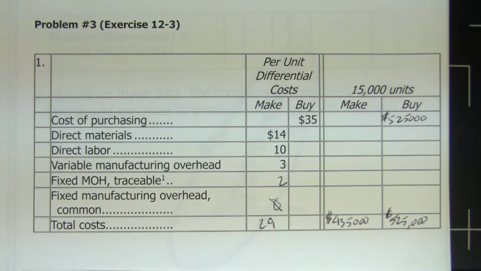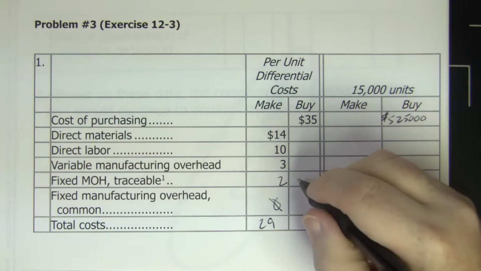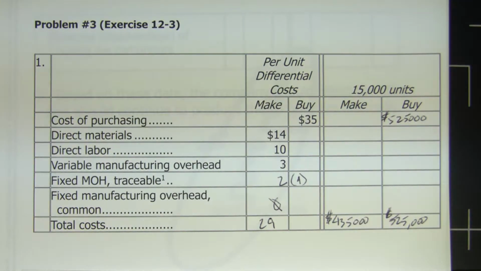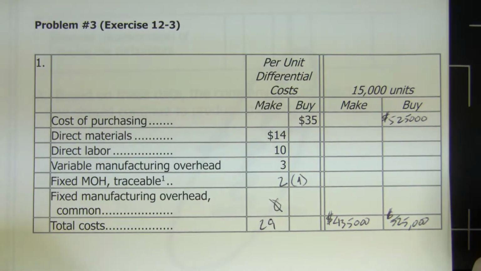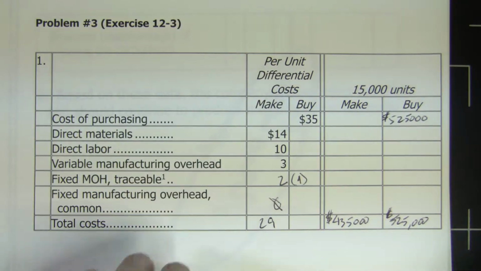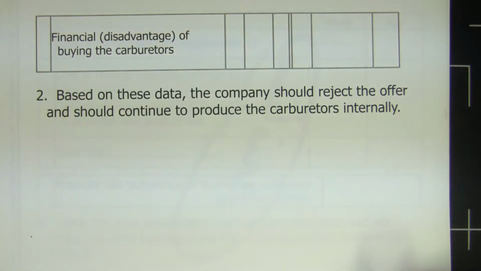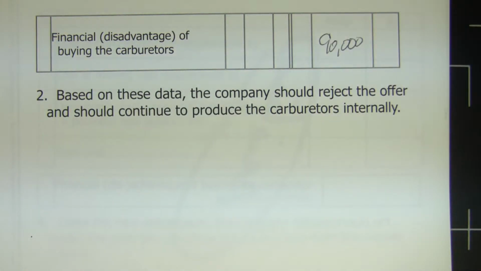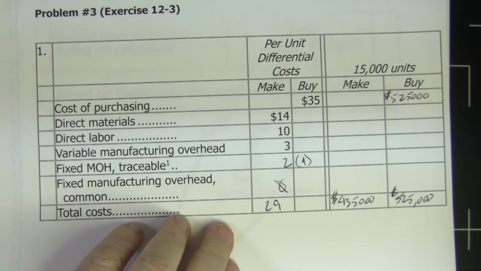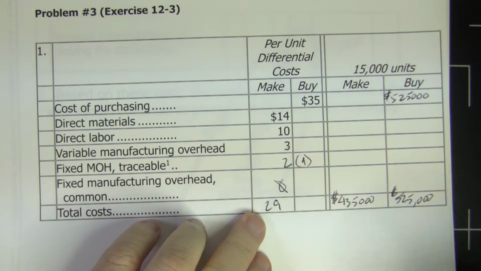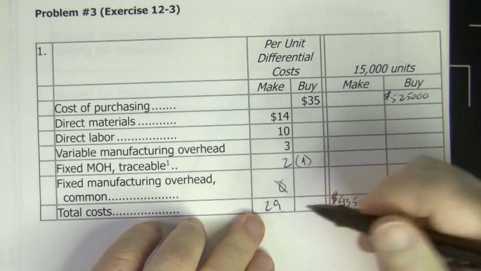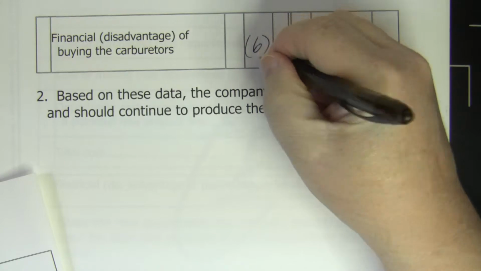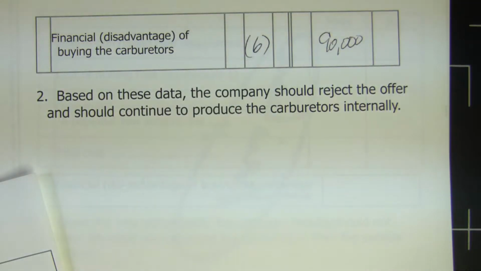So when we get rid of the allocated costs, it's actually cheaper for us to continue to make these. So the value to us to make these is $90,000. Or $6 per unit, because this company will make them for $35, we can make them for $29, so we can save $6 per unit.